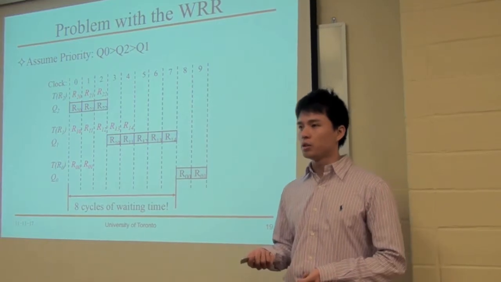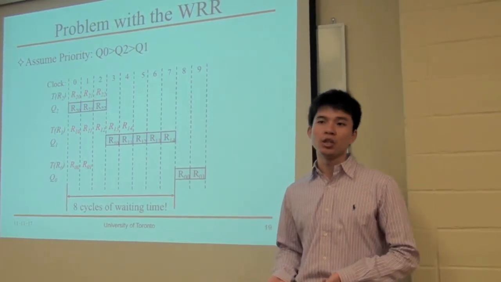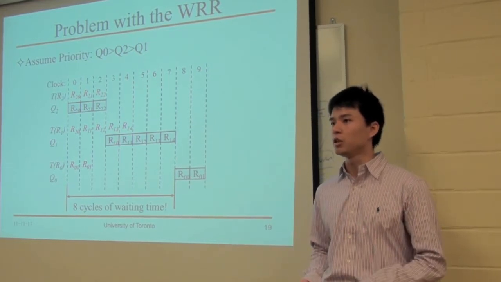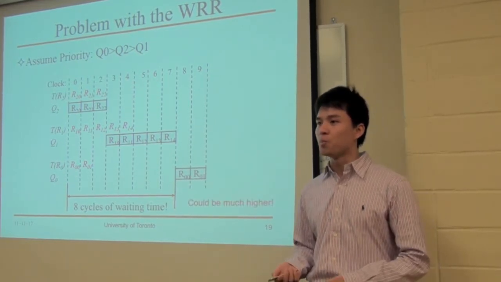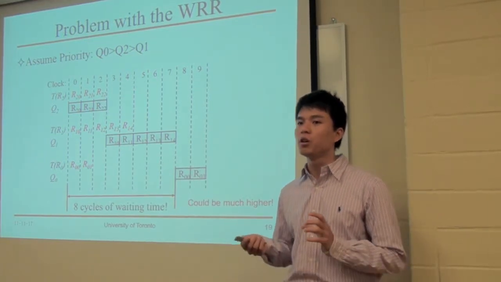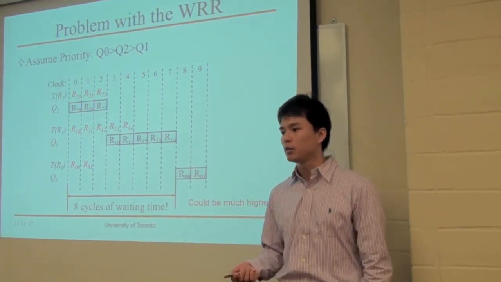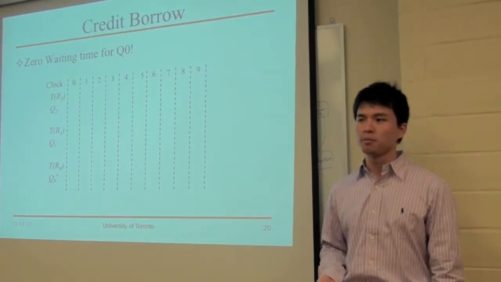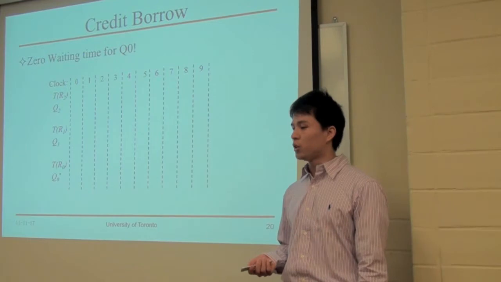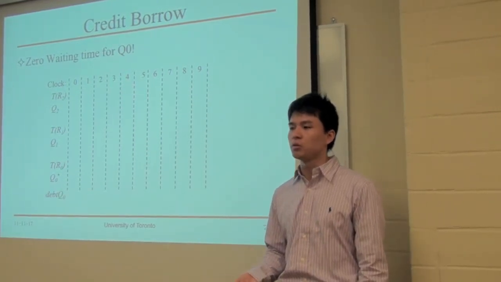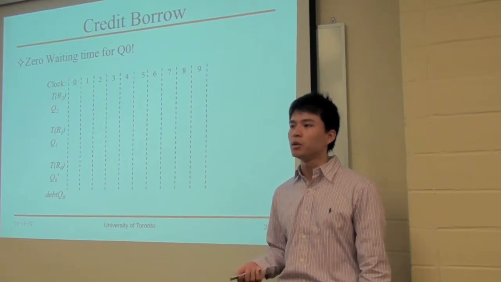For example, although Q0 has the highest priority, you need to wait up to 8 cycles before getting scheduled. And this waiting time could be much larger if the WRR takes more than 10 cycles to finish each round of scheduling. We solve this problem by the credit, borrow, and repay mechanism. To illustrate it, we attach a data queue to Q0, which is basically a FIFO.